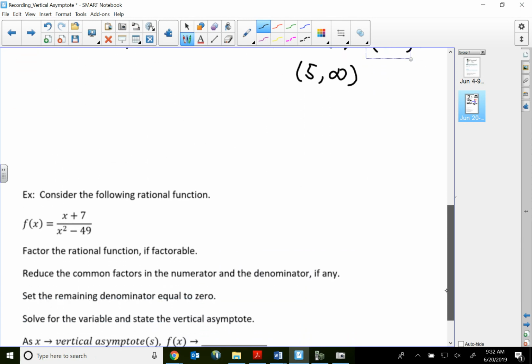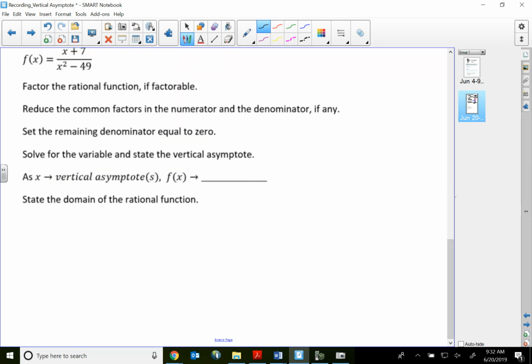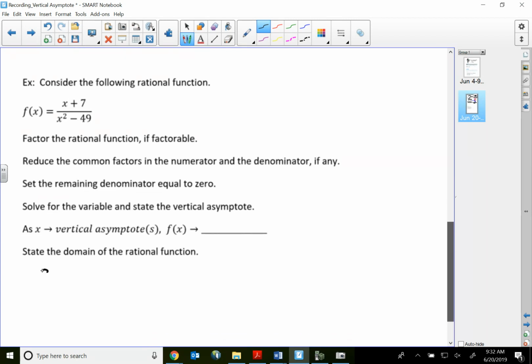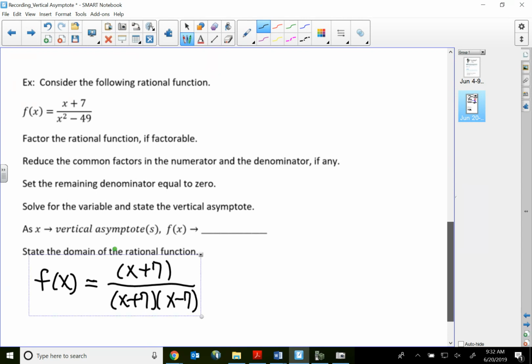Let's try another one. All right, let's factor. This problem is factorable. Not the numerator, though. The numerator is x plus 7. It's not factorable other than by 1. So I'm going to go ahead and put it in parentheses over x squared minus 9, which is the difference of squares. So that's x plus 7 times x minus 7.